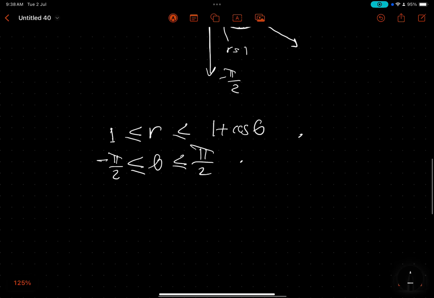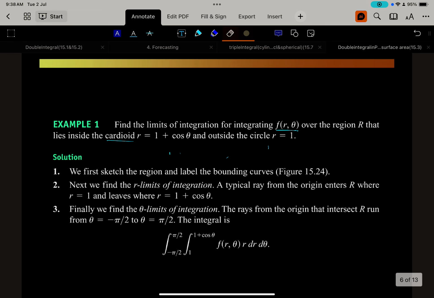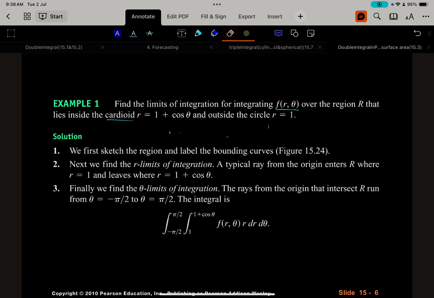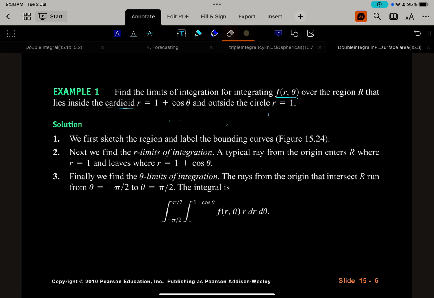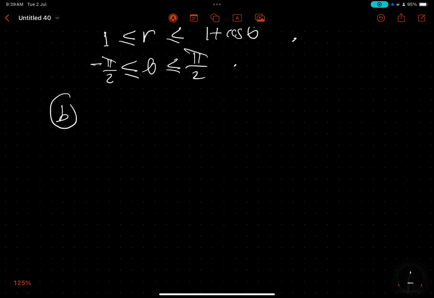Now going to part B. For part B, it wants us to find the r limits of integration, which we already found. Then for part C, it wants us to find the theta limits for the rays from the origin that intersect R, which run from minus pi over 2 to pi over 2, in the integral. The integral basically is going to be A equals the double integral of dA. Now dA in polar coordinates is just r dr d theta.